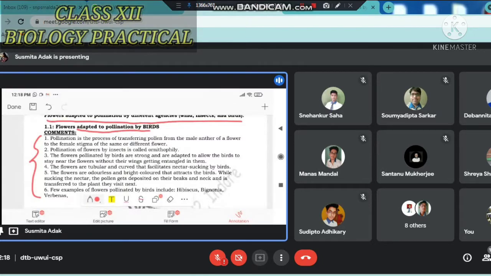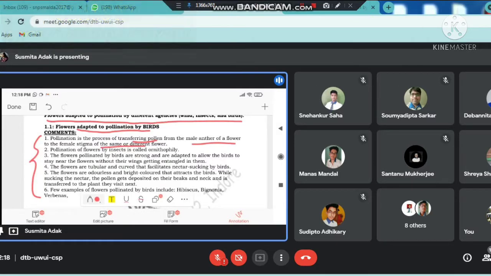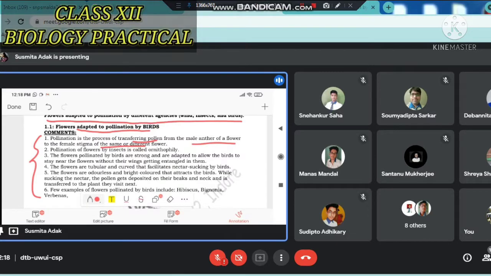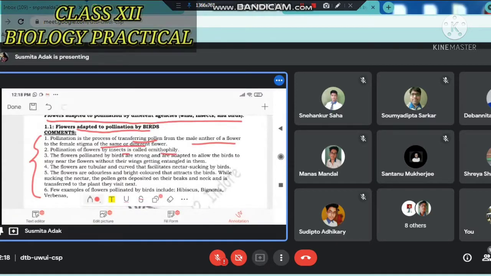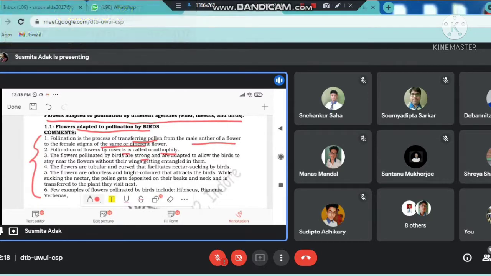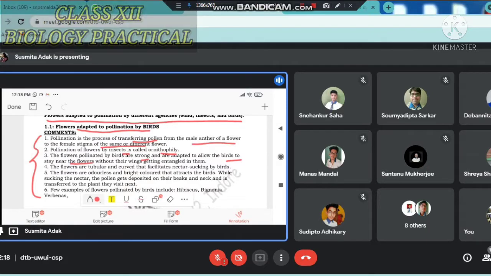So see, pollination is a process of transferring pollen from the male anther to the female stigma of the same or different flowers. We all know that this is the process of transferring pollen from the male anther of a flower to the female stigma of the same flower or to a different flower. So pollination of flowers by birds is called ornithophily. Okay, the flowers pollinated by birds are very strong and are adapted to allow the birds to stay near the flowers without their wings getting entangled in them.